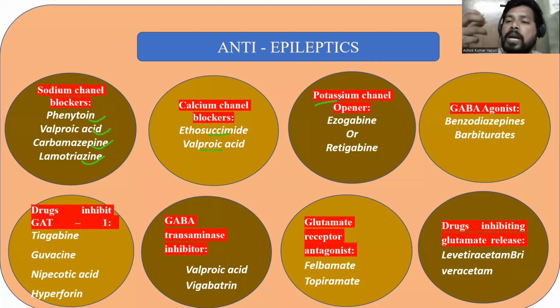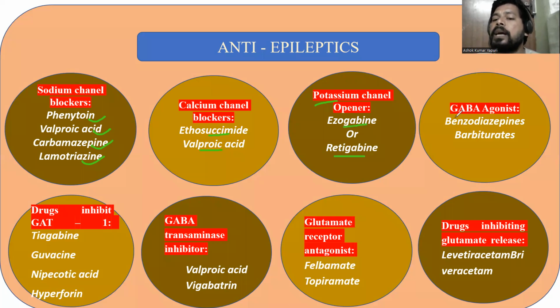Next, potassium channel opener. Opening of potassium channels makes the cell membrane enter into the resting phase, hyperpolarization. That hyperpolarization is required in the CNS cells in the epileptic patient because cells have to undergo resting condition. In that resting condition, the neuron is unable to receive any impulse, and because of that there is no conduction of impulse and no firing of the neurons. An example is ezogabine, also called retigabine.